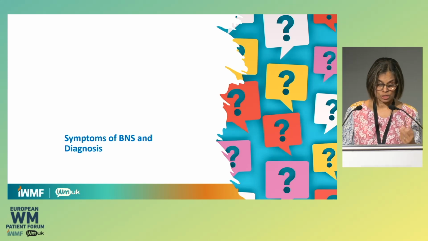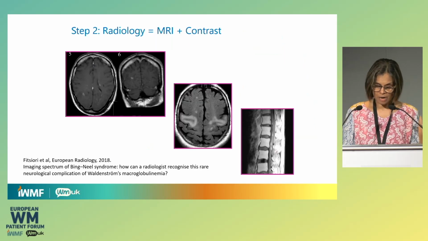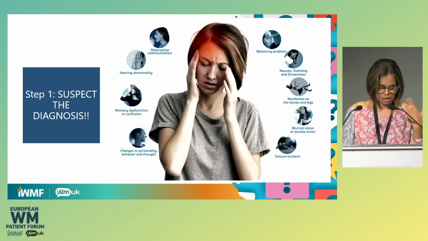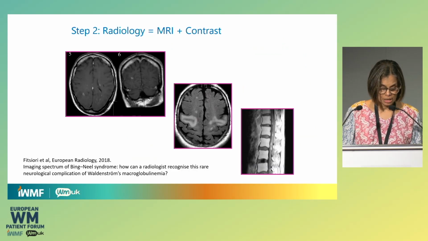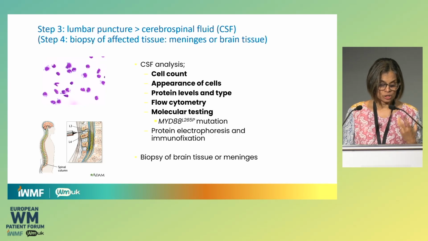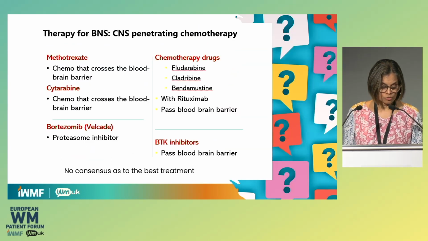So if you have symptoms such as headaches, difficulty hearing, balance problems, unexplained symptoms that are persistent, personality change, even loss of memory, these need to be reported. And the best way to examine this is to do scans and to examine also the CSF, so that we look for evidence of WM cells in the fluid, as well as checking the disease as a whole. And the treatment consists of a variety of options which would be decided upon or recommended by your team, and include chemotherapies as well as BTK inhibitors.